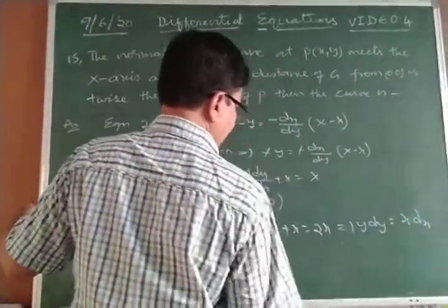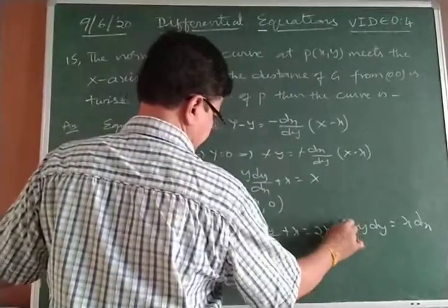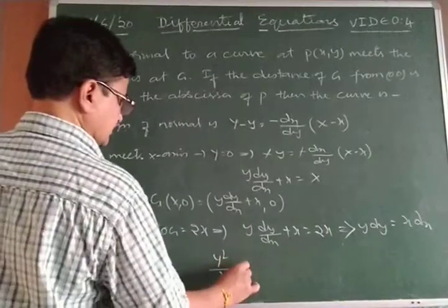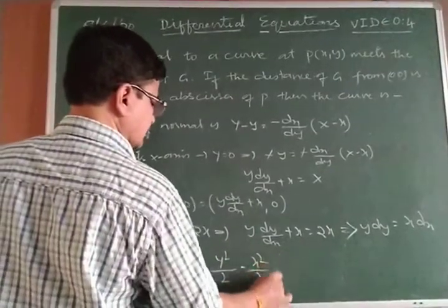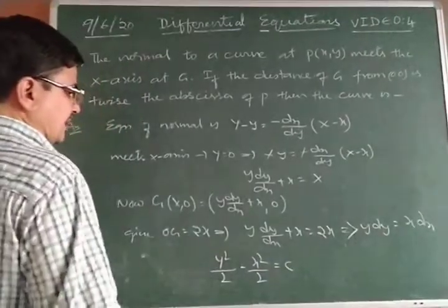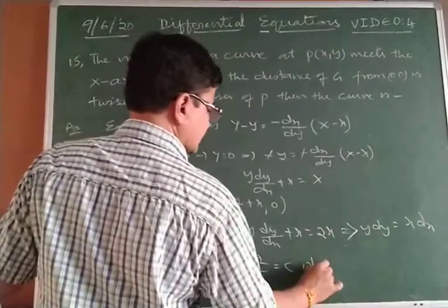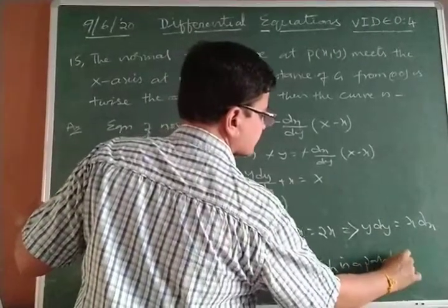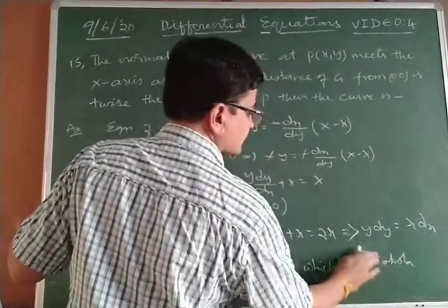Now applying the integral on both sides, y²/2 - x²/2 is equal to some constant c, which represents a parabola. Sorry, a hyperbola.